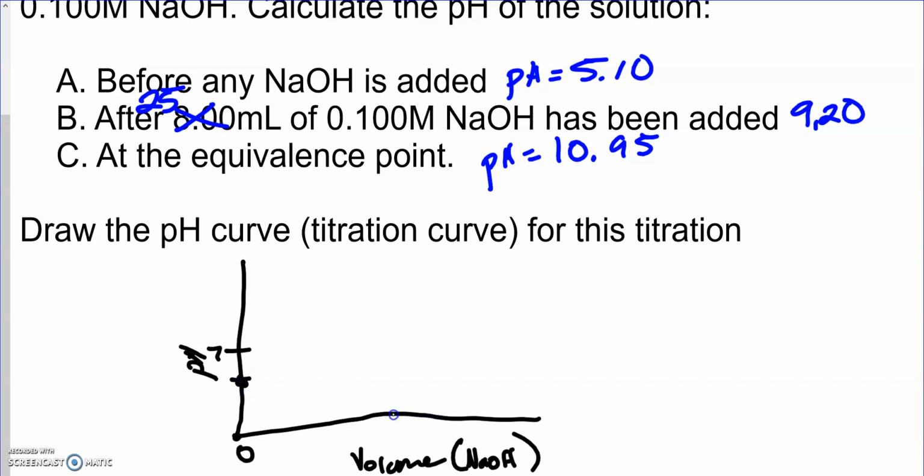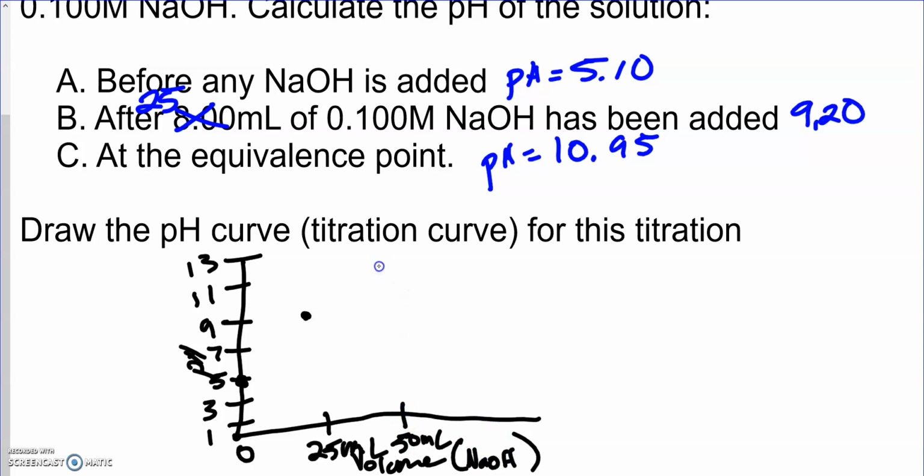Okay, from there, our equivalence point is at 50 milliliters, so we'll put that here. Our half equivalence point is at 25 milliliters. At our equivalence point, we have a pH. We'll do 5, 9, 11, 13, and then we can keep going down at 3 and 1. So we're starting at 5. From there, at our half equivalence point, we end up at around 9. And then at our actual equivalence point, we end up at around 11. So we'll put that up here.